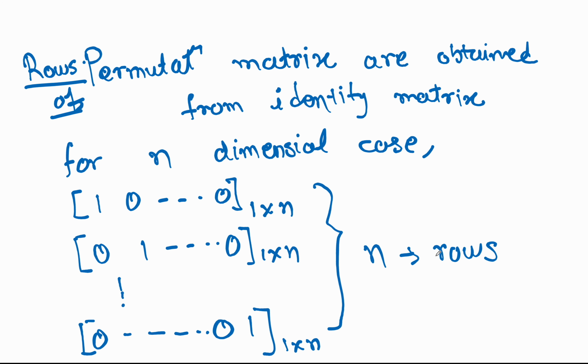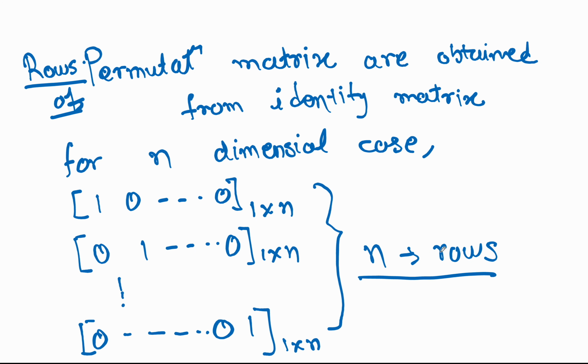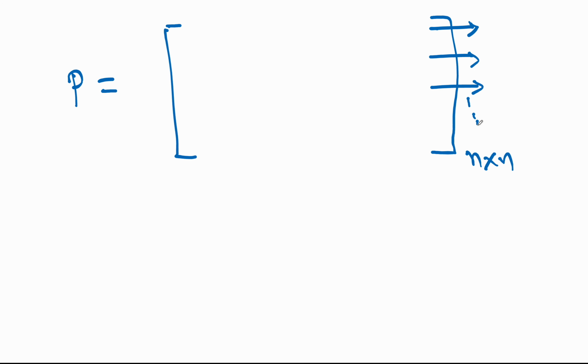Now we can see here that we are permuting these rows to get this matrix, which is a permutation matrix. So there are n rows, so let's say we are interested in the permutation matrix. In this case it will also be an n by n matrix. So this is row 1, this is row 2, this is row 3, and this is row n.